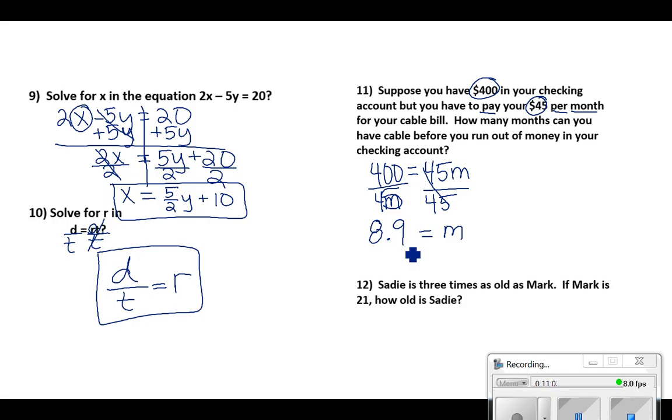So after 8 months of cable, I would run out of money.